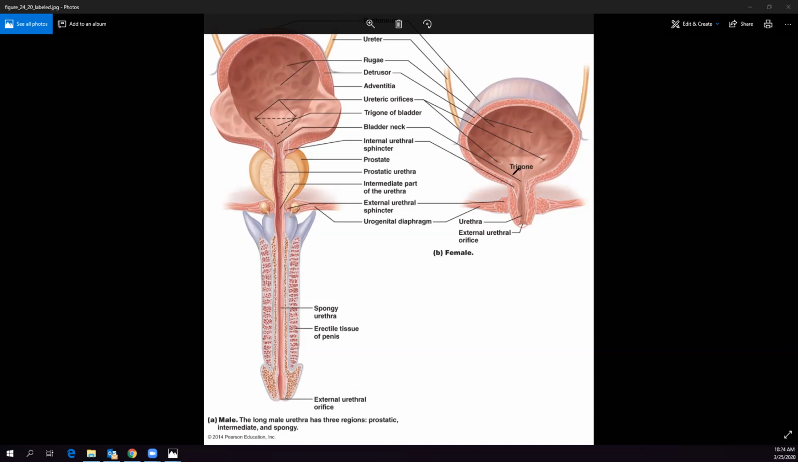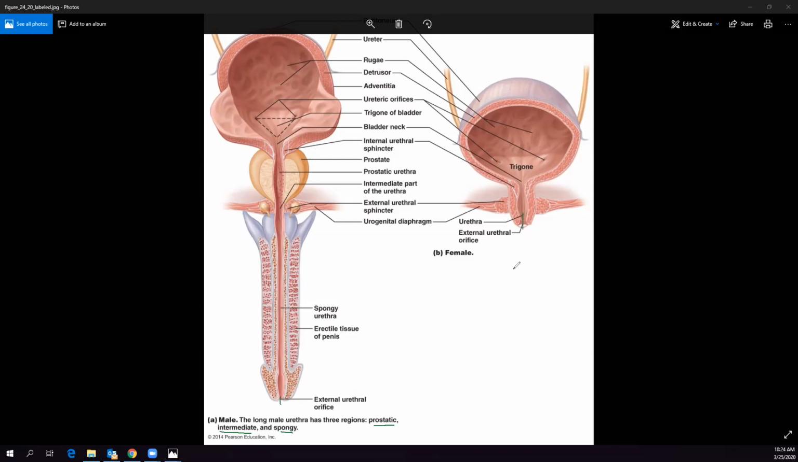All right, so the urethra. The male urethra has three parts: a prostatic urethra, an intermediate or membranous urethra right through here, and then down into the spongy urethra. The urethral orifice is just the opening right there where the urine comes out.